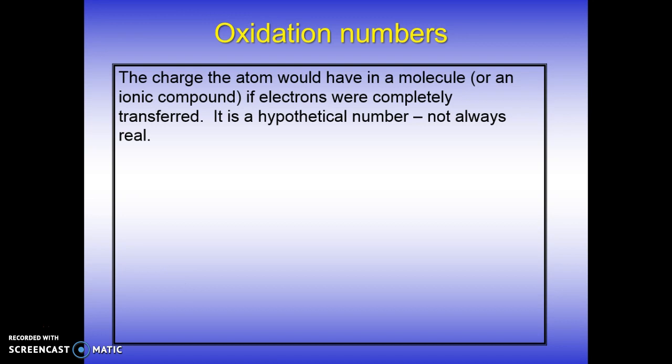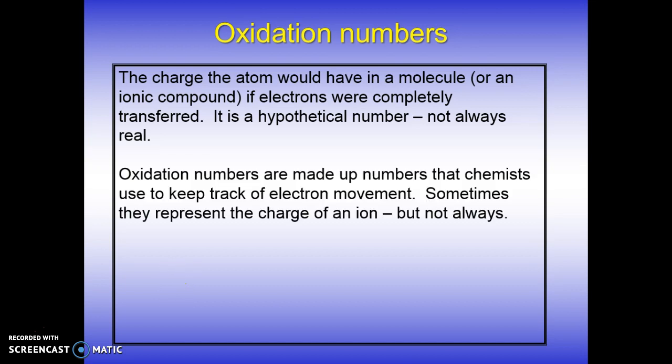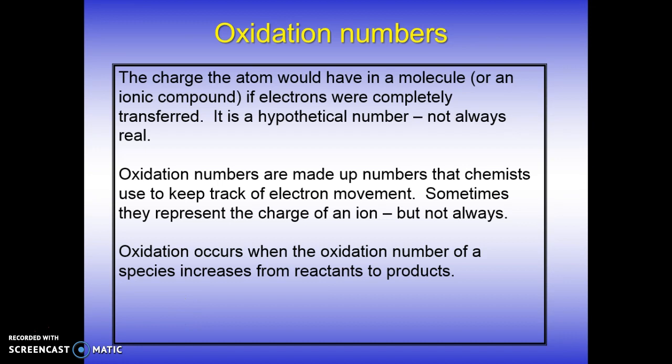All right, so the oxidation number is the charge that the atom would have in a molecule if electrons were completely transferred. Oxidation numbers are not real. They are hypotheticals that scientists assign just to try and keep track of how electrons are moving. So again, oxidation numbers are not real. They are made up numbers that chemists use to track electron movement. Sometimes they represent the charge of the ion, but not always.